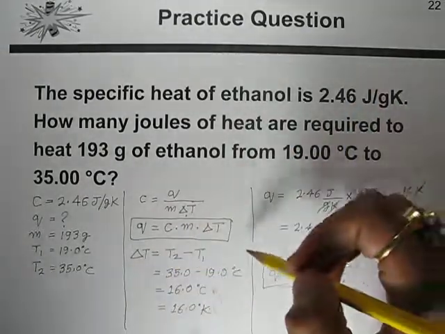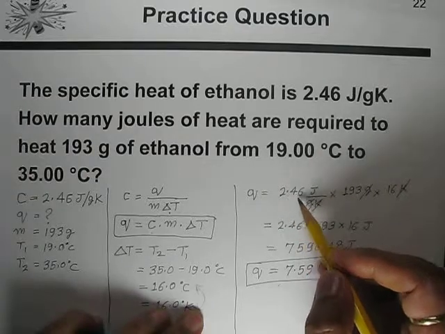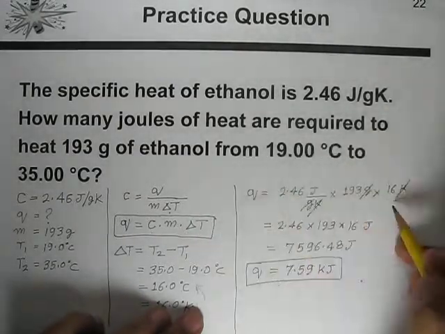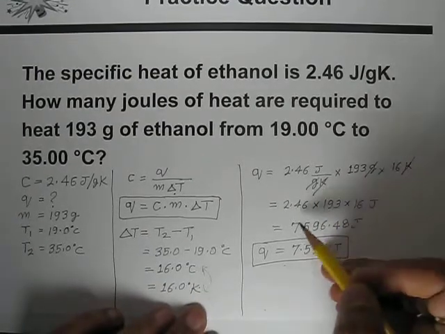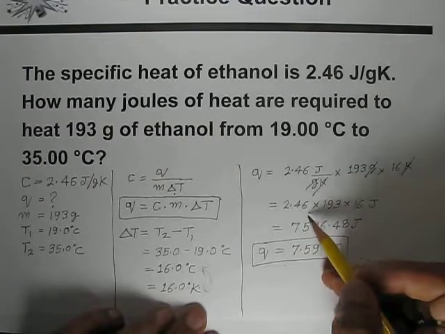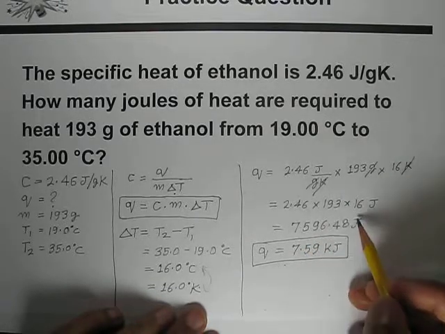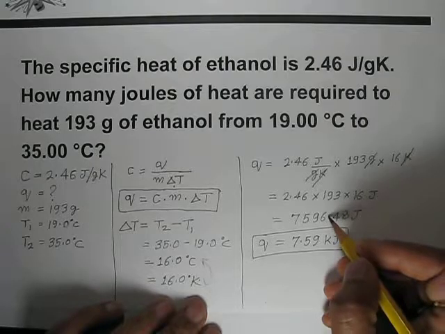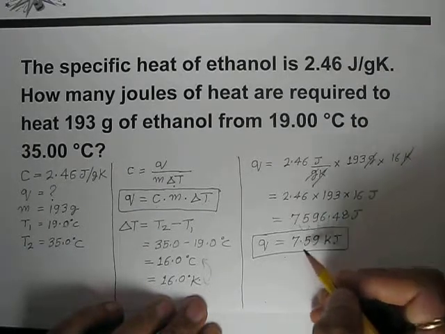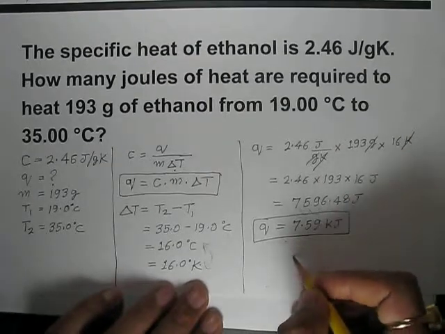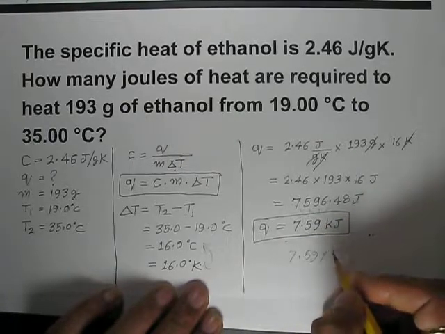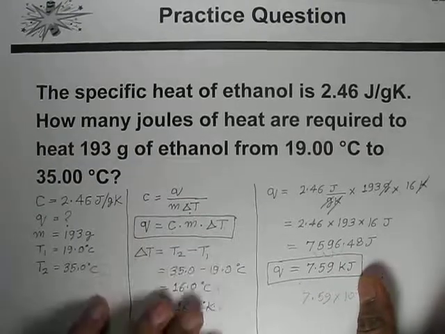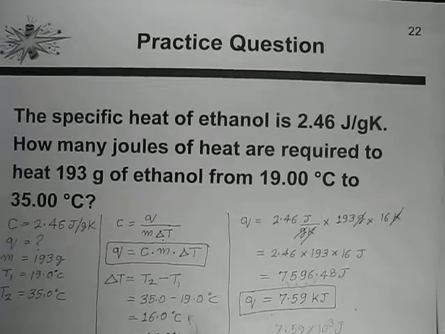Now we know each value, we just put them in the formula: Q is equal to C, 2.46 joule per gram Kelvin, multiplied by m, 193 gram, multiplied by delta T, 16 Kelvin. Gram and Kelvin cancel out, and joule remains. So 2.46 multiplied by 193 multiplied by 16 joule. Multiplying through the calculator gives 7596.48 joule, and then we can move the decimal point up by 3, so we can write it in kilojoule, or as 7.59 times 10 to the power 3 joule. This is the way we can calculate the heat for a reaction, and we will see some other practice problems in the chapter.